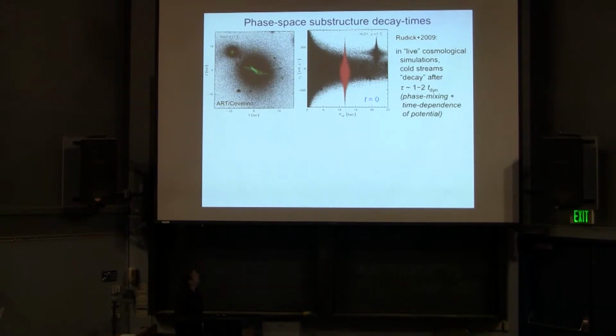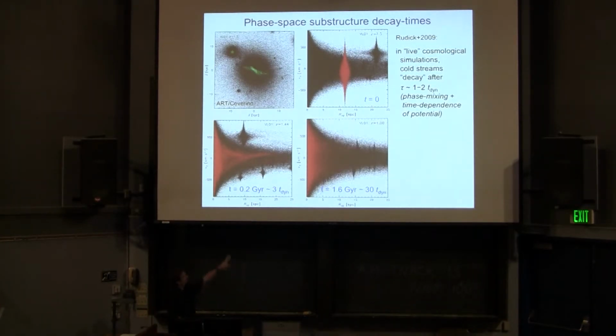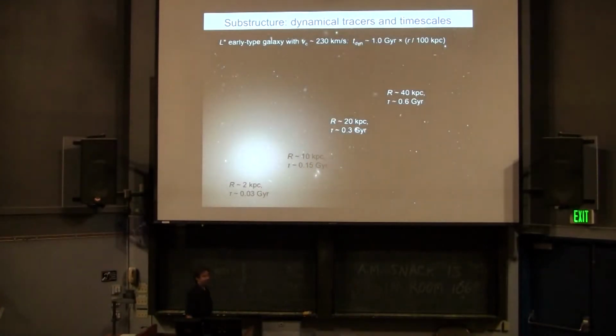This is the buildup of a massive galaxy at redshift of 2 to 1. And these red particles are the ones from a sample accretion event. At time of 0, after 3 dynamical times, you can still kind of see it in phase space. And then after 30 dynamical times, it's all mixed in. Okay, this kind of goes along with these Rudick expectations. So the idea is we're looking for something that's happened within a couple dynamical times.